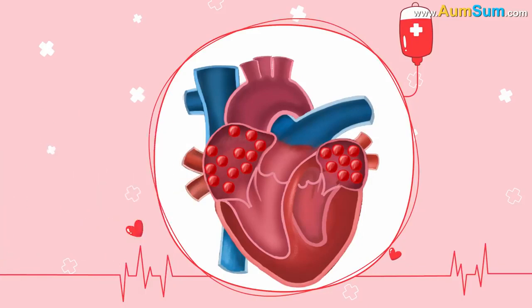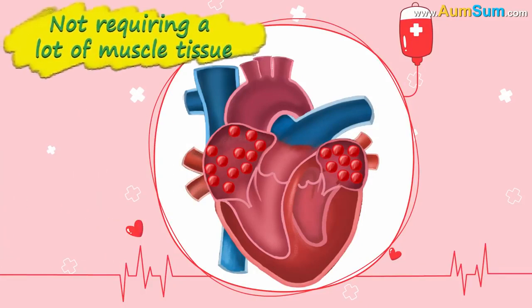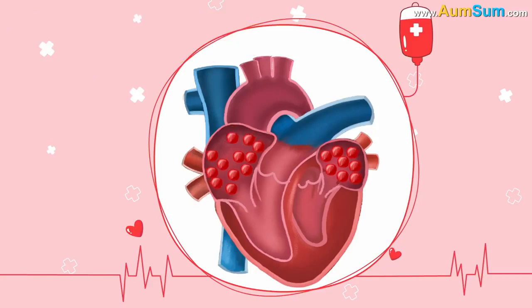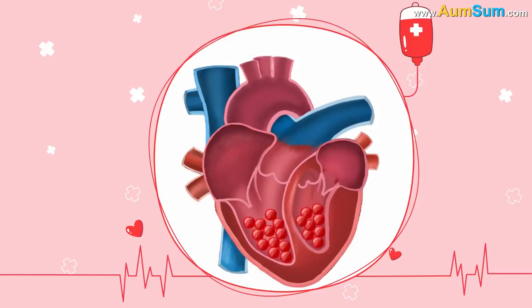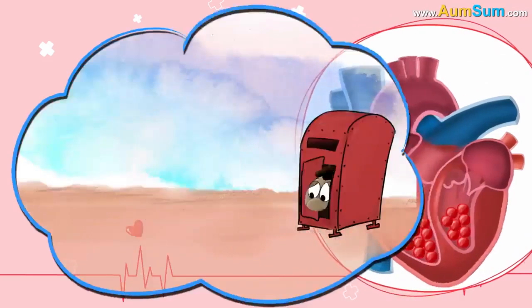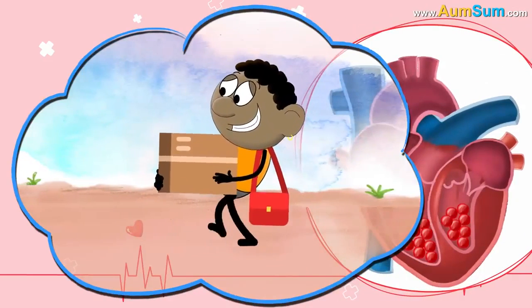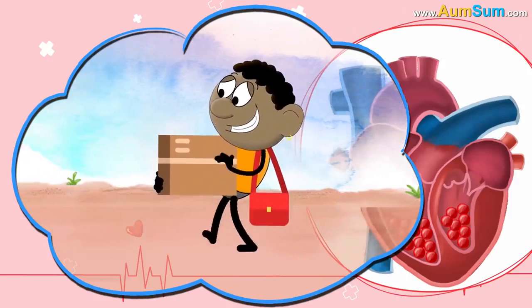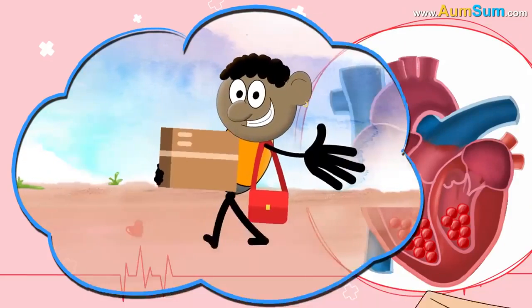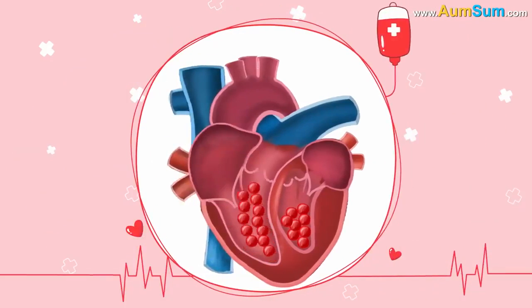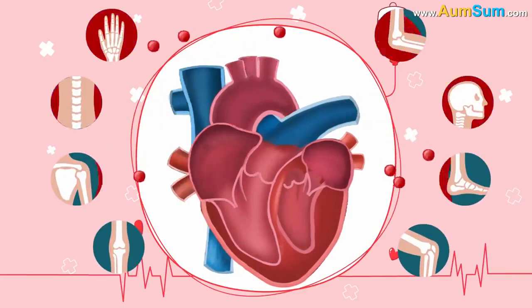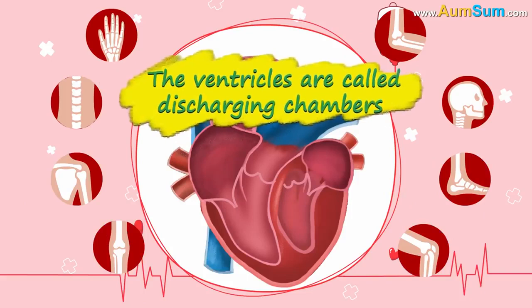No. Their walls are thin, not requiring a lot of muscle tissue, because they only have to pump blood into the ventricles present right below them. Now, moving on to the ventricle. Just like the postman collects all the letters from the postbox and delivers them to their respective locations, ventricle also collects blood from the atrium and pumps it to different parts of the body. Thus, the ventricles are called discharging chambers.